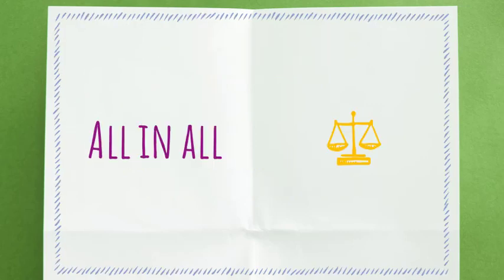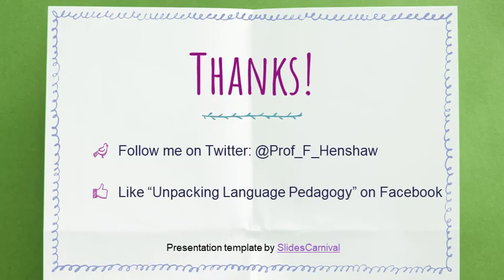All in all, I think the 4-3-2 activity has a lot of great potential, and I think that task repetition is something that we need to incorporate more, but it has to be purposeful. Why are we communicating?